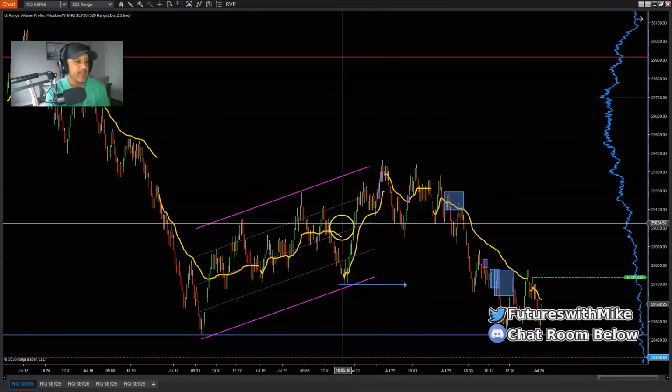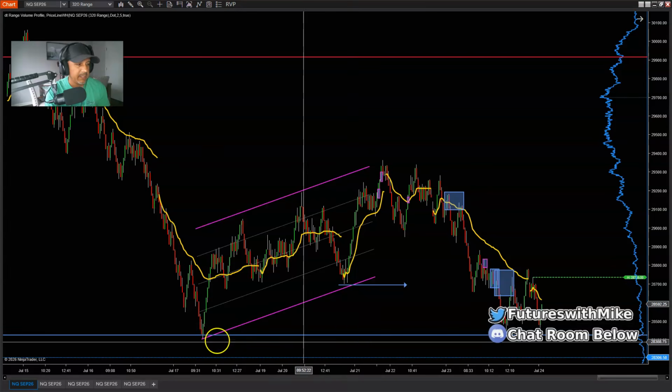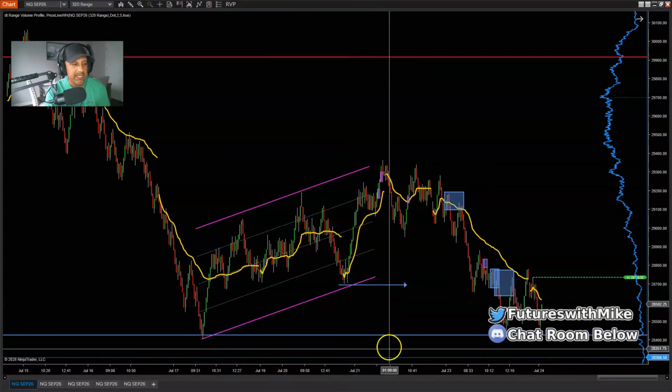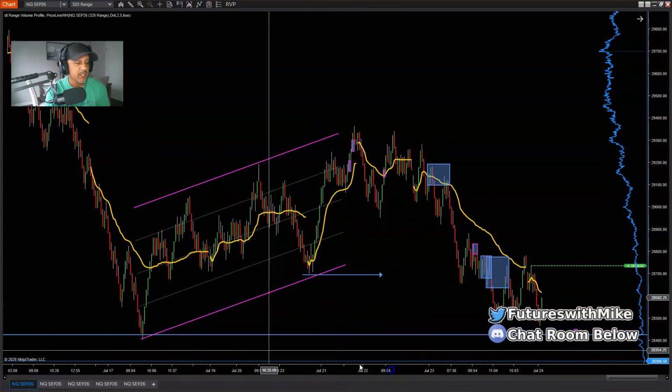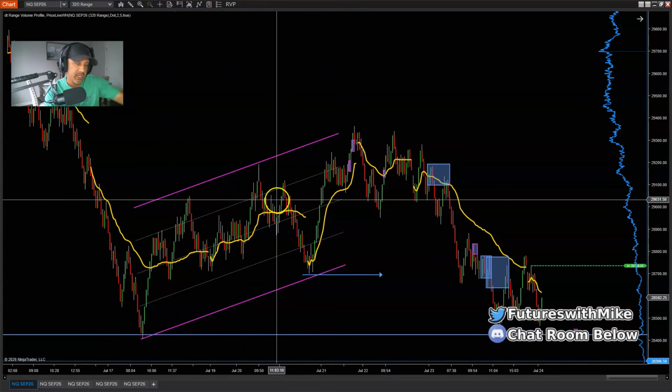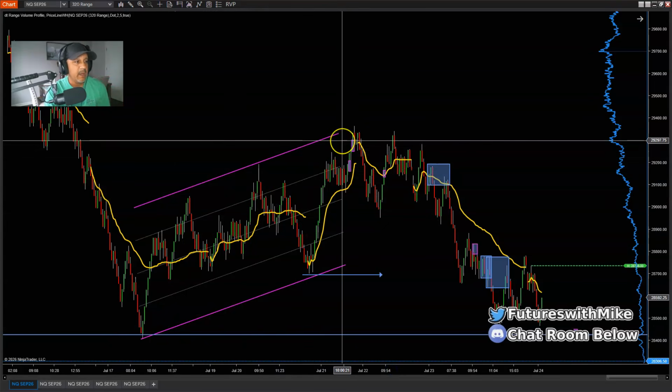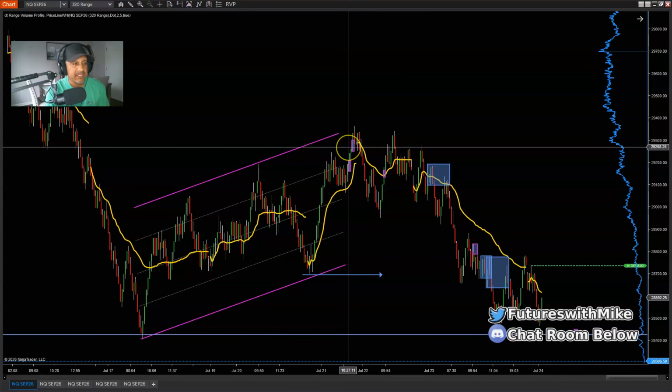Now here's the thing. Had we come down here and taken out that low, then we would be looking for supply setups to go short. So in this case, right now, we're bullish to the upside. With that being said, I would be looking for demand setups until the market shows us differently.